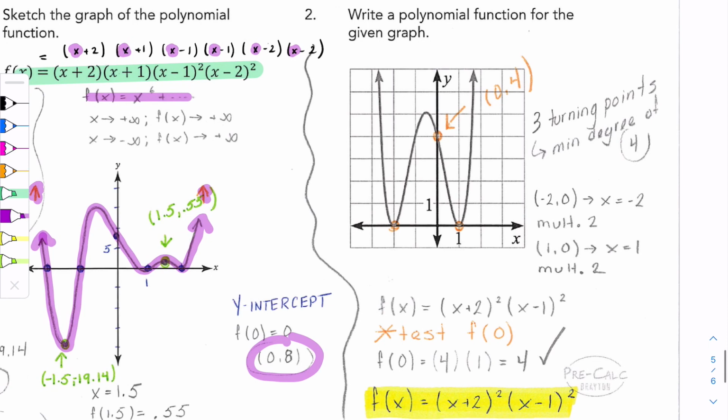And for number 2, you're writing a polynomial function given the graph. So we're going to start by identifying that we have 3 turning points. That tells us we have to have at least a degree of 4. I identify my zeros, and the multiplicity at both of those zeros is 2 because the graph comes down and it bounces at each one of these points.